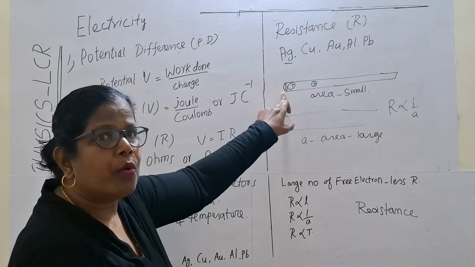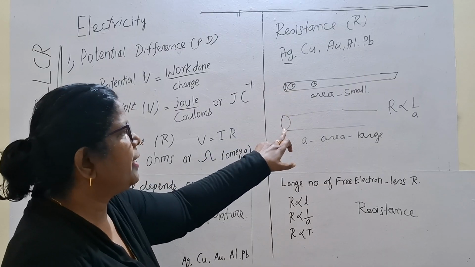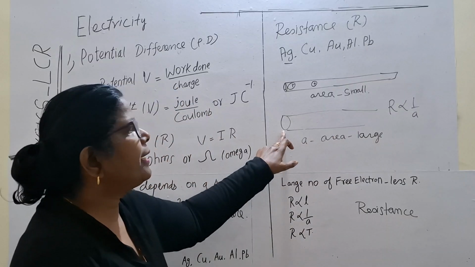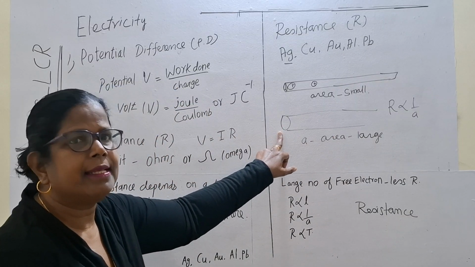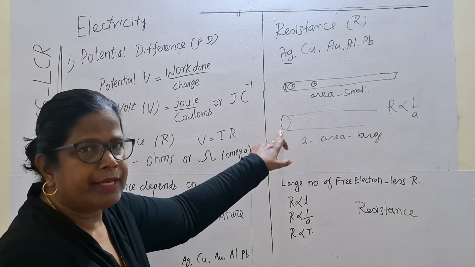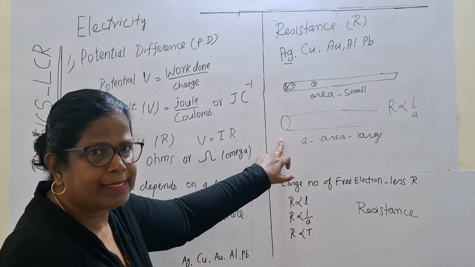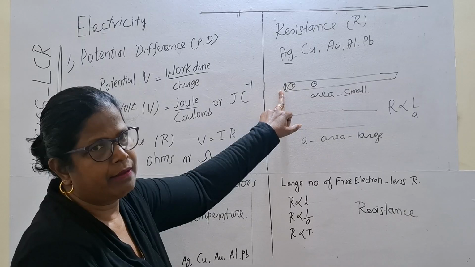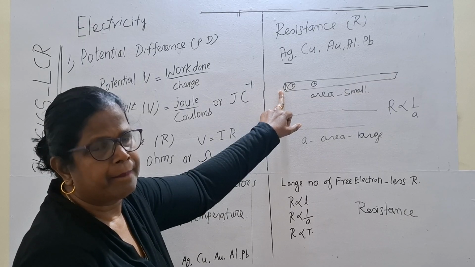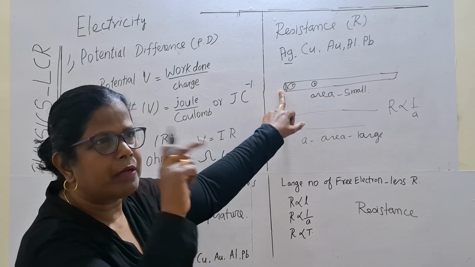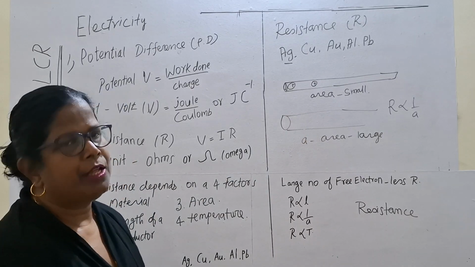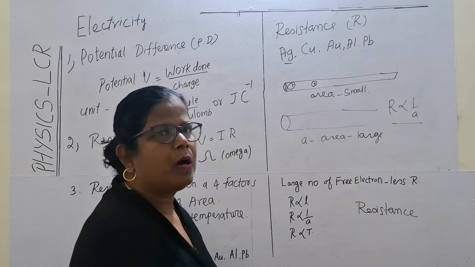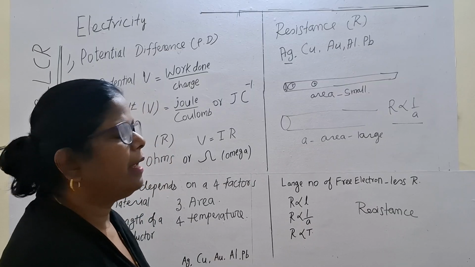It gives more resistance. Here the area is larger, so inversely proportional comes in. Area is larger, resistance is less. So area more, resistance less, inversely proportional. Here area is small, resistance is large. Resistance less means area is more. So it is an inversely proportional property. R is inversely proportional to the area.